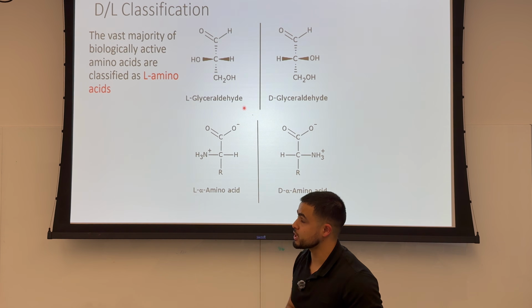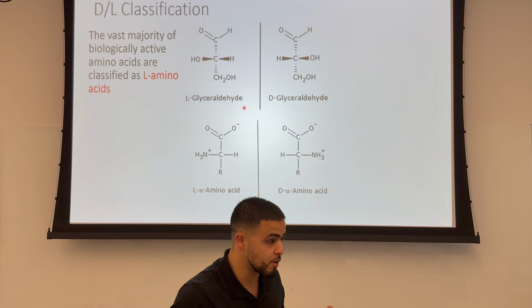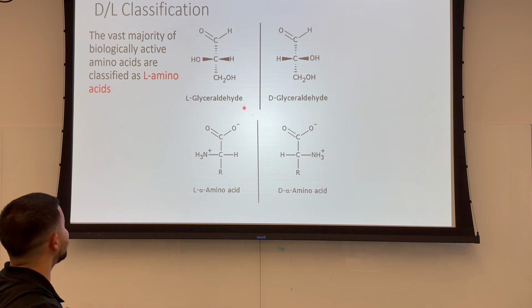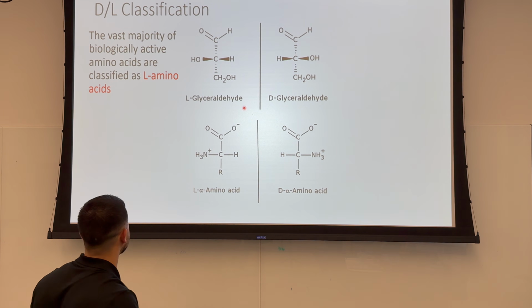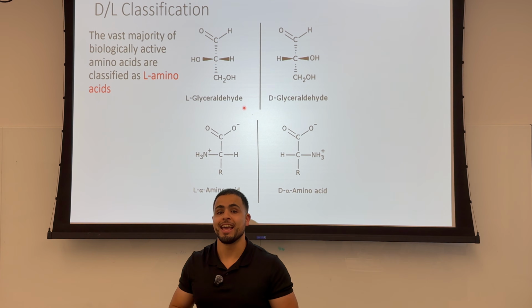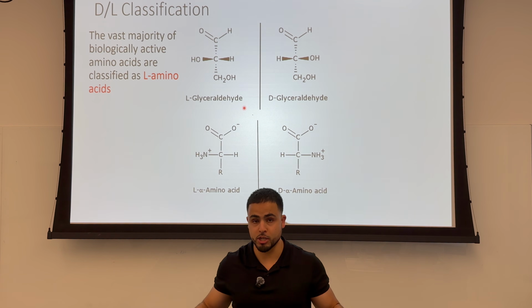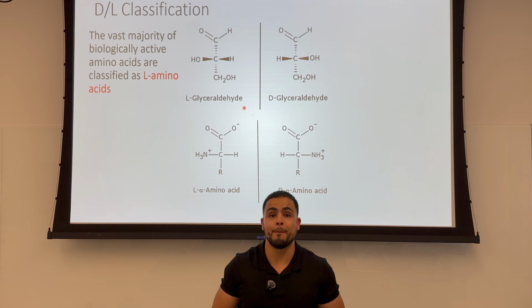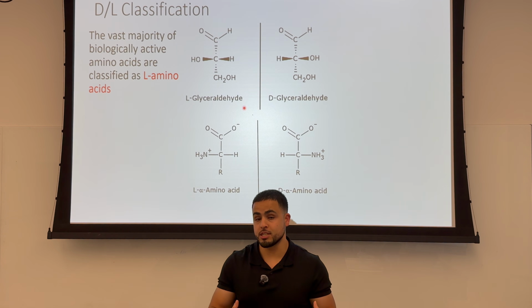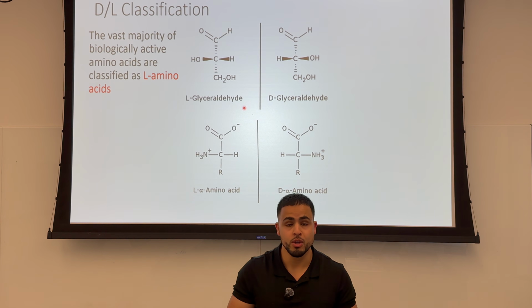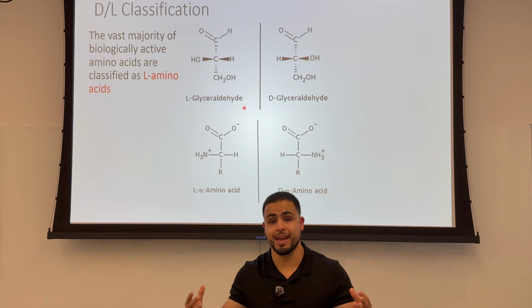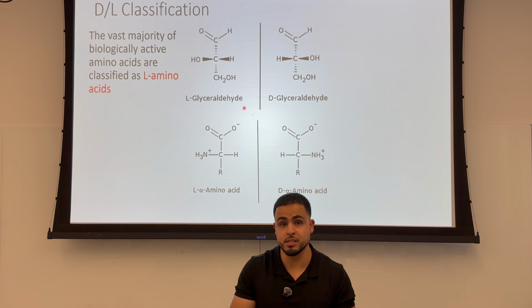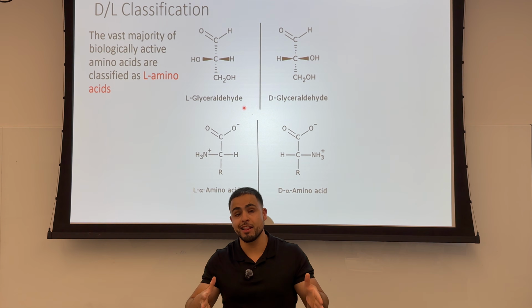Okay, so before we actually assign configuration to amino acids, we're going to quickly shift gears and talk about D/L classification. The very important point here is that the vast majority of biologically active amino acids are classified as L amino acids. So for the purposes of the MCAT, whenever they ask you about a biologically active amino acid, that is an amino acid that's incorporated into human or plant proteins, then you know that that is an L amino acid.